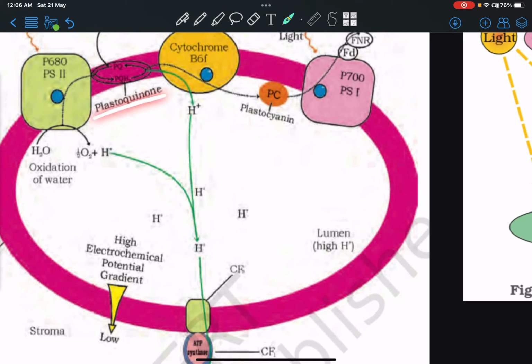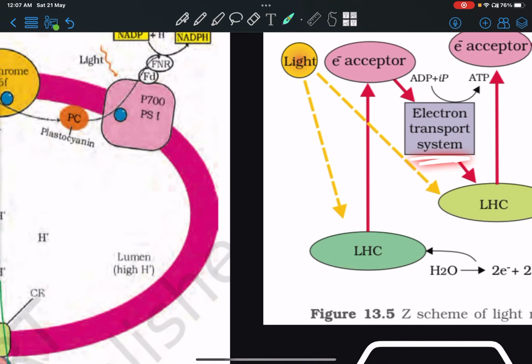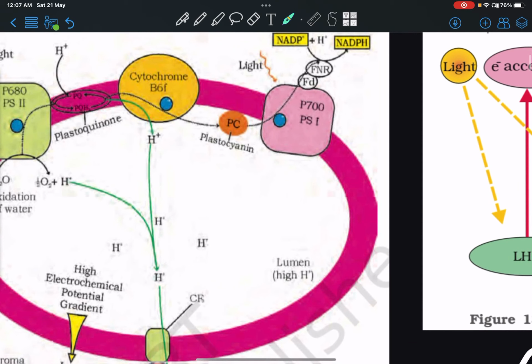hydrogen carrier, plastoquinone. Here I'd like to mention that in the ETS, that is the electron transport system of the mitochondrial membrane, we have ubiquinone, which acts as the hydrogen carrier, and here we have plastoquinone, which acts as the hydrogen carrier. So this not only transports the electron to the next electron carrier, but also transfers a proton from the cytoplasm to the lumen of the thylakoid.